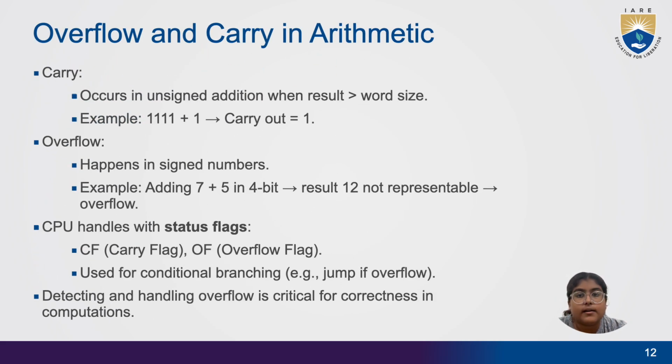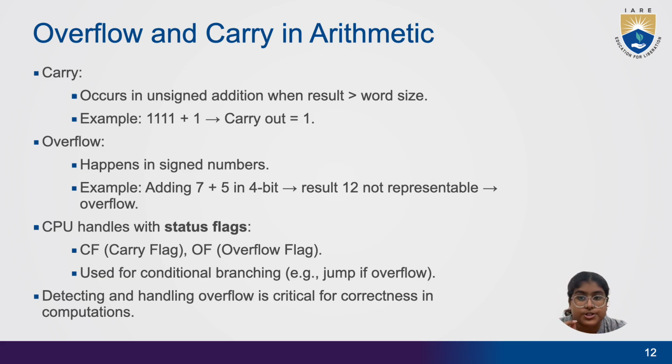Arithmetic circuits also produce special conditions we must handle. Carry occurs in unsigned addition when the result exceeds the word size. For example, 1111 plus 1 in 4 bits produces a carry out. Overflow happens in signed arithmetic, when the result cannot be represented correctly. For example, 7 plus 5 in 4-bit signed gives 12, which can't fit, and eventually results in overflow. Processors use status flags like CF, the carry flag, or OF, the overflow flag, to detect these.